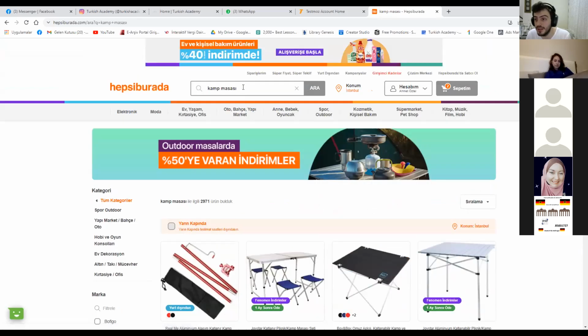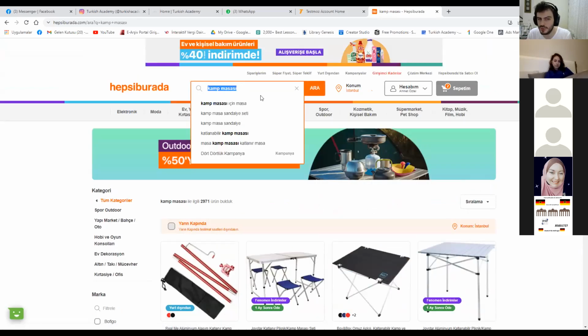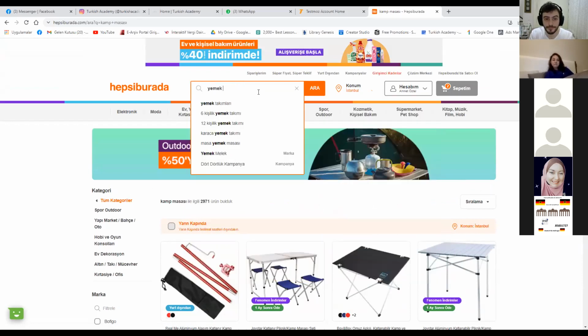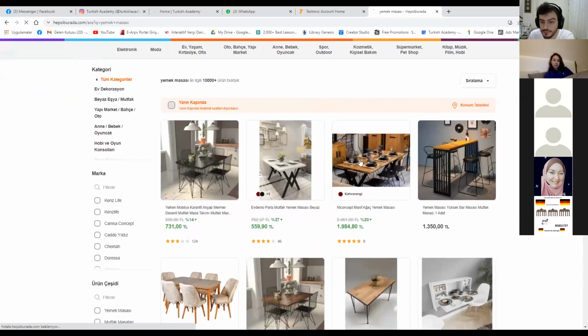Let's look for some dining table for some food. I mean, the table that we eat food on. What would you say in this case? How would you call it? Everyone is muted right now, so if you wanted to talk, unmute yourself. Yemek masası. Harika. Then it's going to show us some dining tables over here.